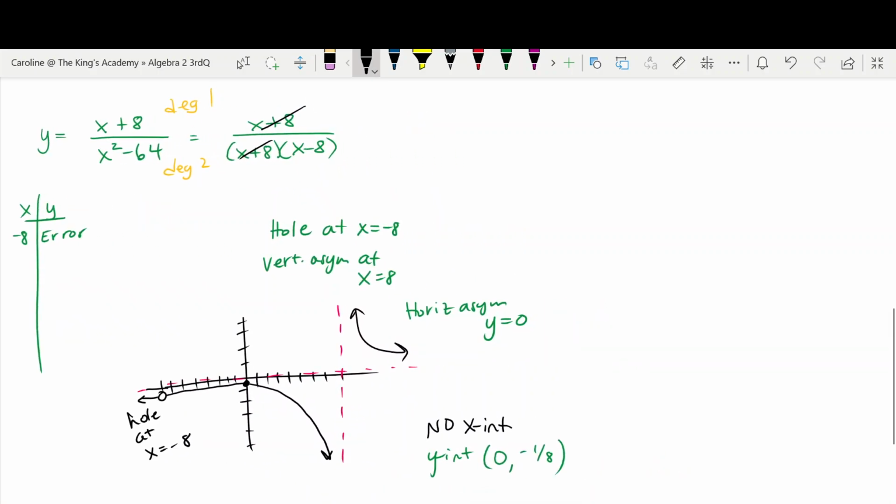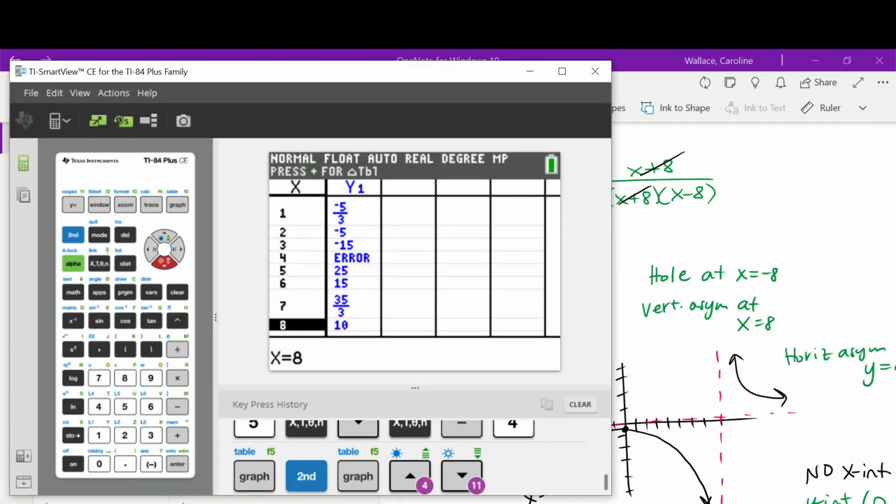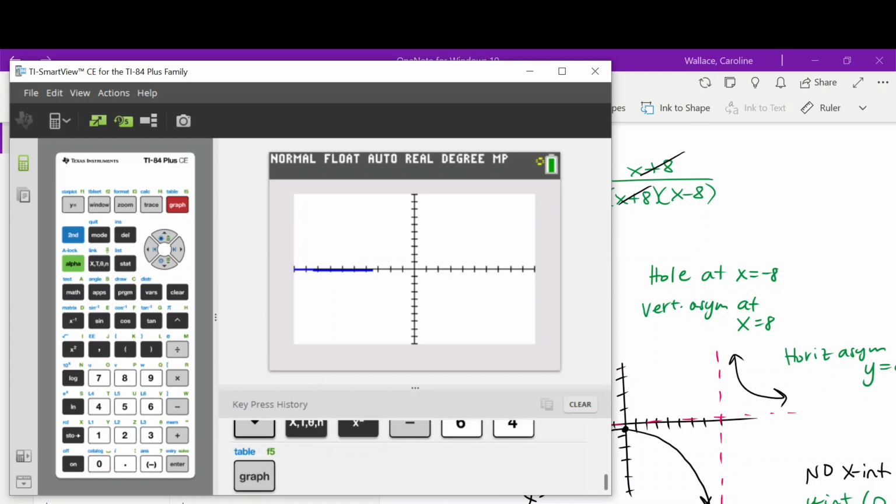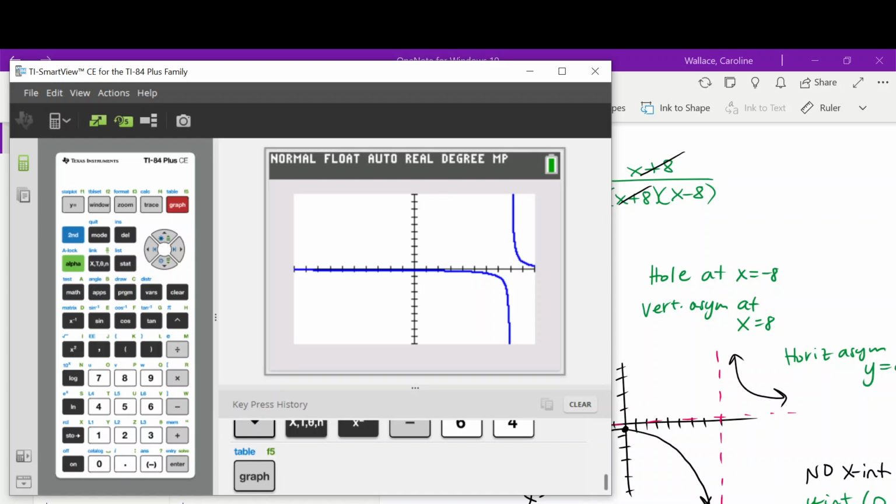All right, so what we can do now, and I do this in my class, of course, is go to my calculator and type this in. The problem was, as my stacked fraction, x plus 8 over x squared minus 64. Does it match what I drew? What's happening over here at +8 where my blue curves are? It's a wall. The curves are approaching but never reaching that wall, yes.